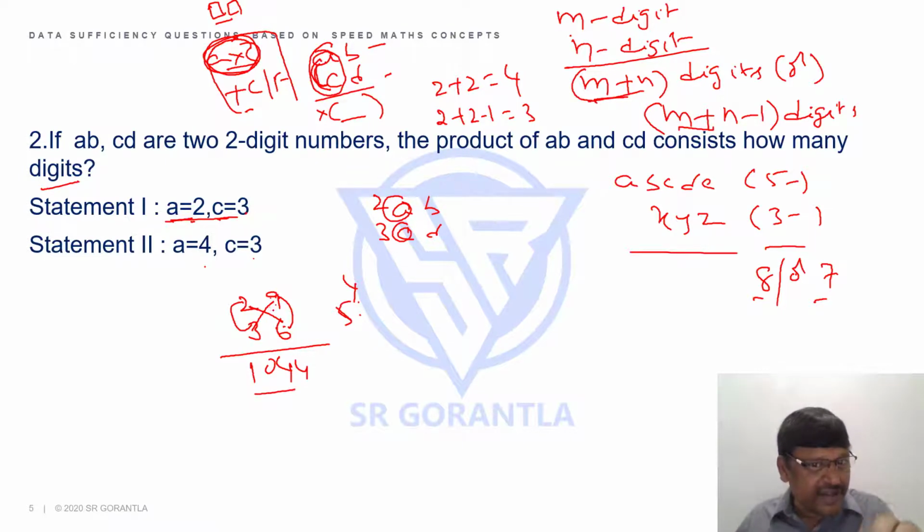I'm just explaining this to convince you about the answer. So how many digit number is it? 4 digit number. Why? This 2 into 3 is 6 plus this carried number 4, 6 plus 4 becomes 10.